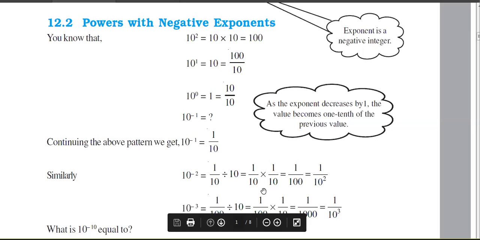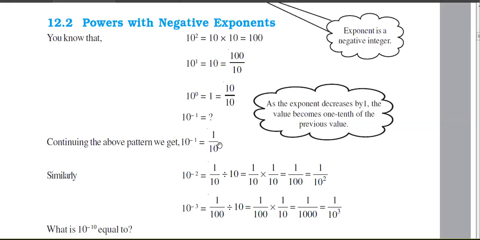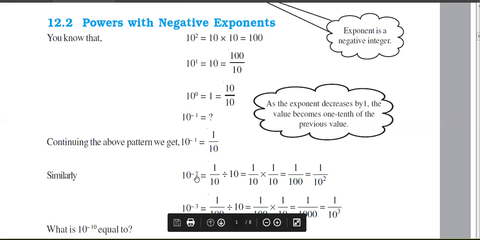Similarly, 10 raised to the power minus 1 is 1/10, you can also say 1/10 raised to the power 1. If the exponent is negative, try to write like this: instead of the negative, you will write the positive here. 1/10 power 1. 10 raised to the power minus 2 will be equal to 1/10 raised to the power, instead of the minus 2, it will be plus 2 here.